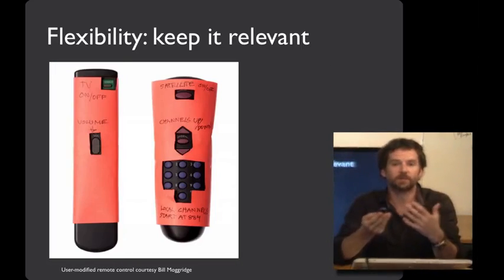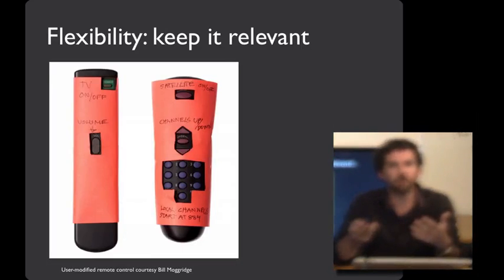And finally, flexibility can be incredibly valuable. It is possible to go overboard. This is a photograph from Bill Moggridge who shows an interview with a user who had hacked their remote control to limit it to just the relevant functionality that they needed. And so flexibility can sometimes be a tension with minimalism.